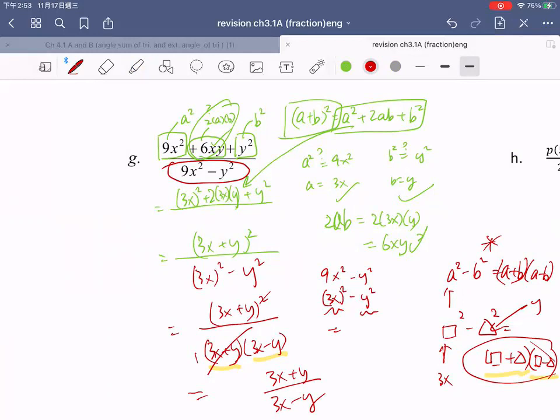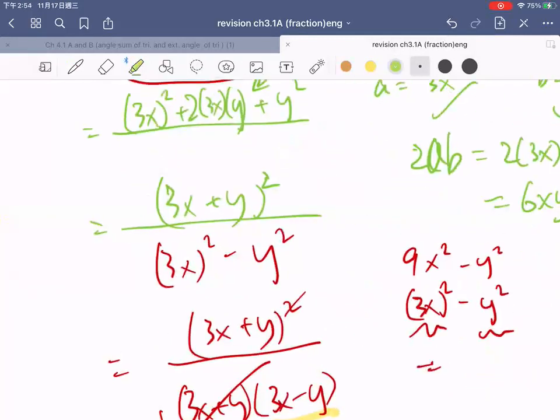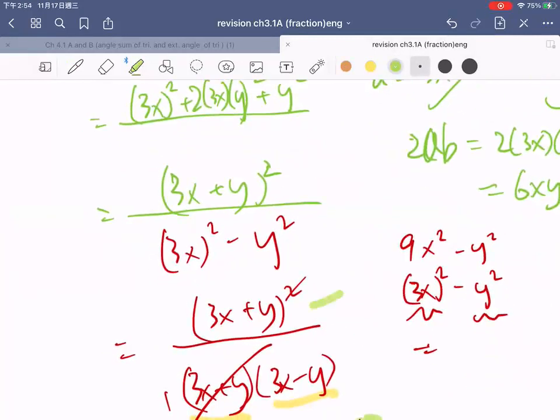Remember, you cannot do this, this x and this x cannot be crossed out. Of course, this y and this y cannot be crossed out, because we need to do the subtraction or addition first, or identify a common factor, such that you can cross it out. Because this one is multiplication, right? This is 3x plus y times 3x plus 1. This one is 3x plus y times 3x minus 1.